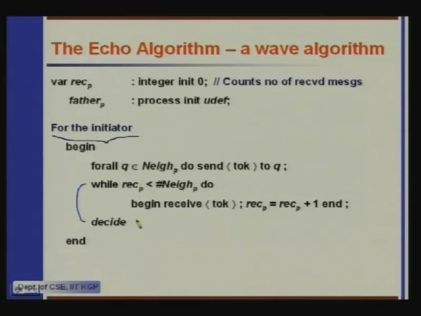The decide event is in the initiator, and the initiator decides when it has got back k tokens, where k is the number of neighbors. We will try to see whether that can happen or not. Let us complete the algorithm.